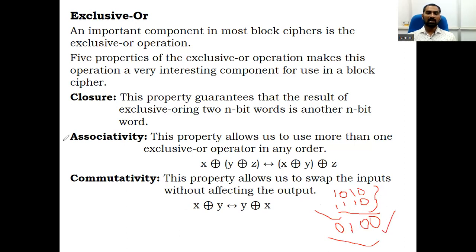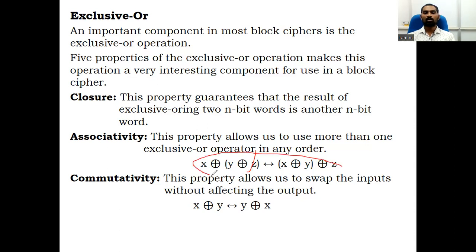It also has an associative property. This property allows us to use more than one exclusive OR operation in any order within the block cipher. We can use many exclusive OR operations together. If we apply X exclusive OR Y exclusive OR Z, it is equivalent to X exclusive OR Y, whole, exclusive OR Z. Both produce the same value. That's why this property helps us in block ciphers.